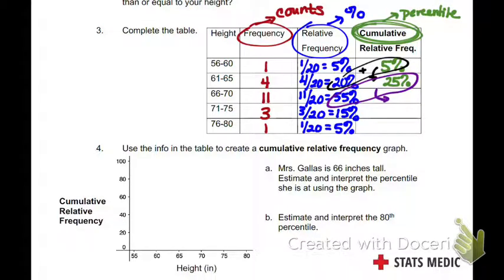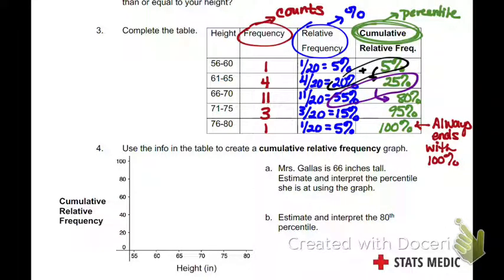What is 55 plus 25? 80%, 95%, and 100%. This will always end with 100%. Always going to end with 100%.